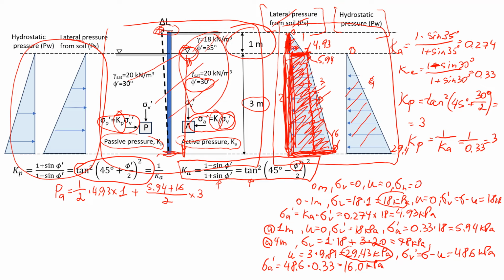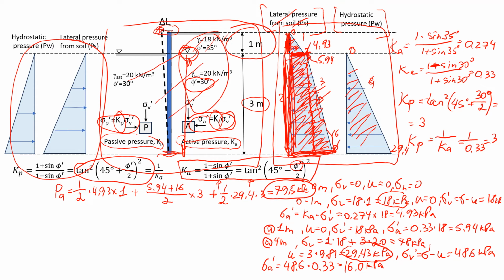And after that, we are going to add hydrostatic pressure. In this case, we have the area of a triangle, so it will be half times the maximum value, which we have at the bottom, 29.4, times 3, and that should give us 79.5 kPa.